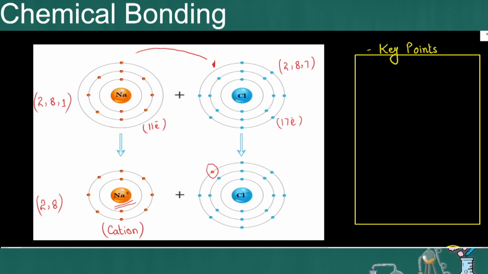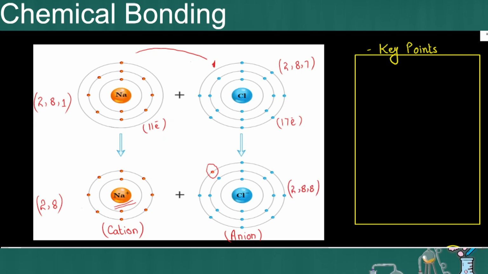It is a different color; this electron is coming from sodium. So this electron is coming from the sodium atom and it is converted into a chloride ion. So now it converts into an anion. This is an anion. So now it has a total of 18 electrons.